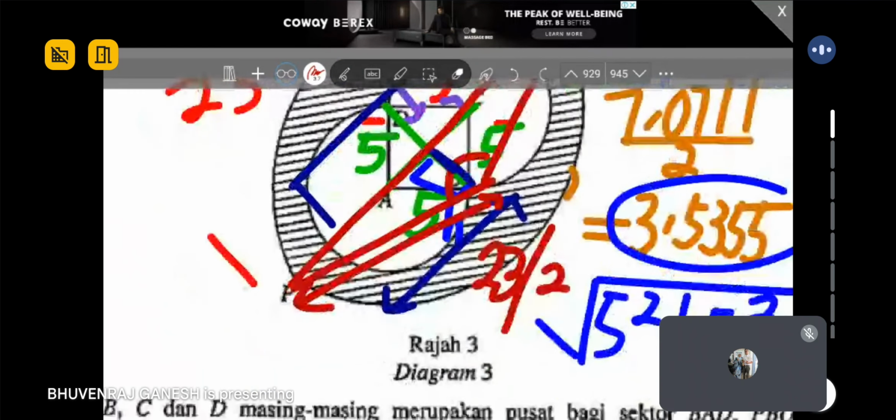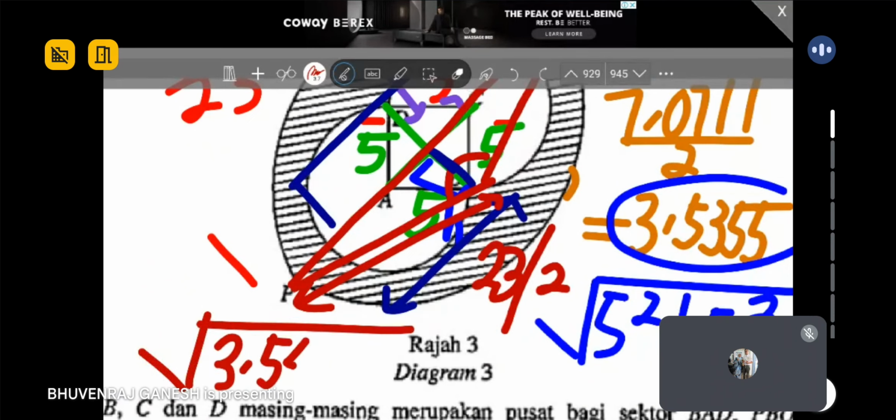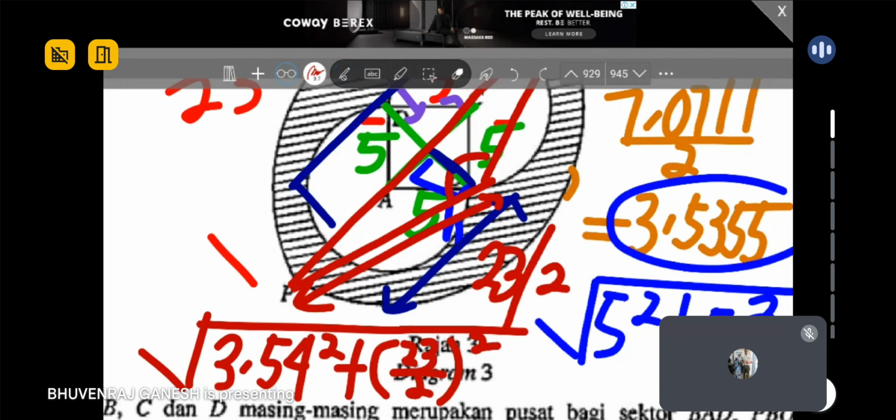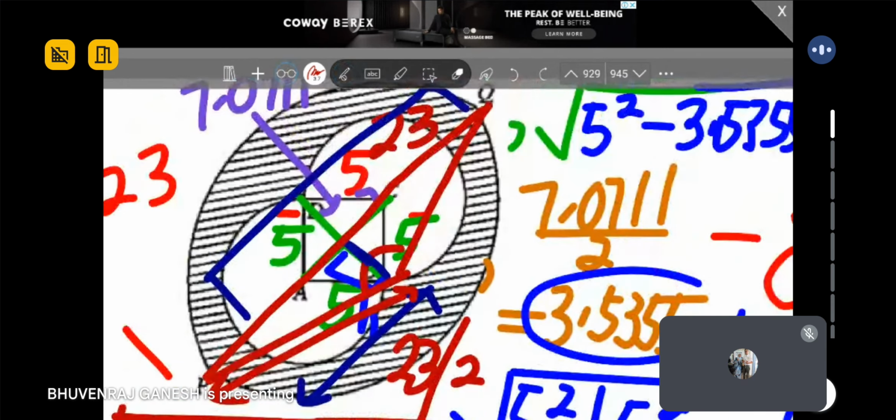Pythagoras theorem, third time. So what is the formula? This one you already found earlier, 3.54, the height of the triangle. So 3.54 squared plus 23 over 2 squared. Both sides will be the same, guys. Both triangles are congruent. You understand the meaning of congruent, right? Same shape, same size.